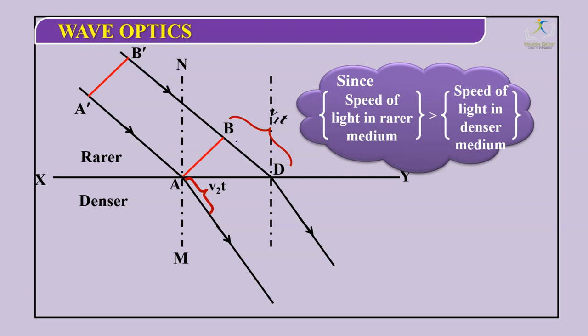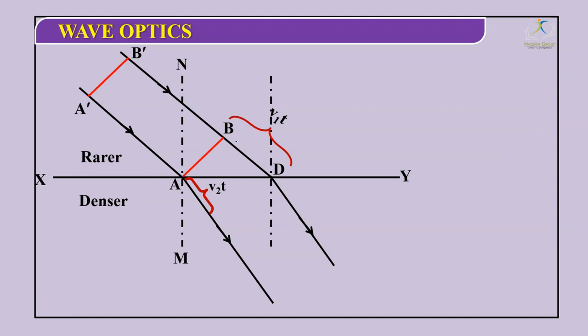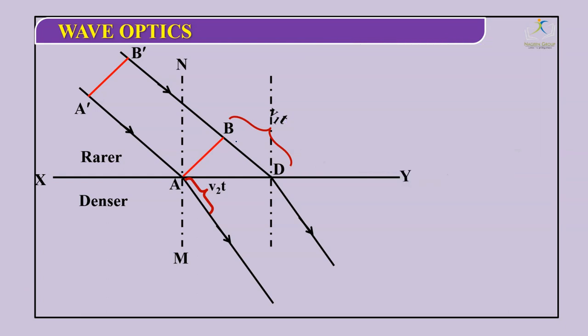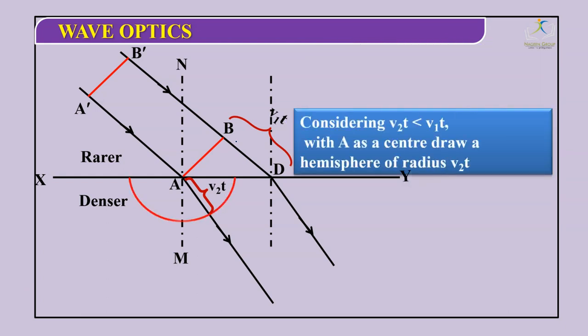Since the speed of light in a rare medium is greater than the speed of light in a denser medium, for the same time t, the distance traveled in the rare medium is greater than the distance traveled in the denser medium. So V1t is greater than V2t. Consider V2t is less than V1t, with A as a center, draw a hemisphere of radius V2t.